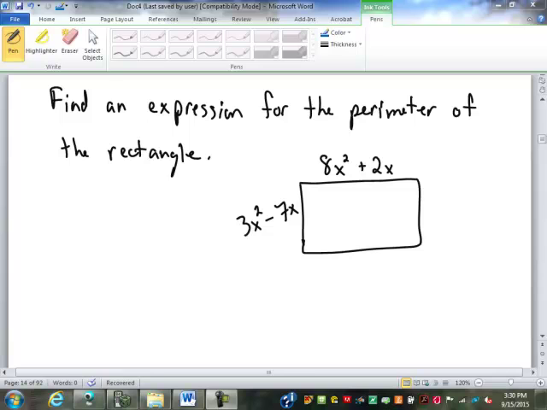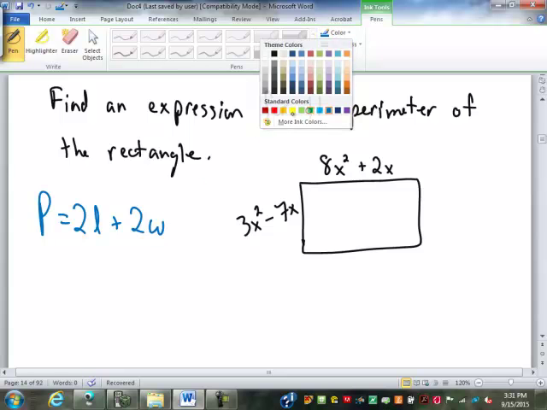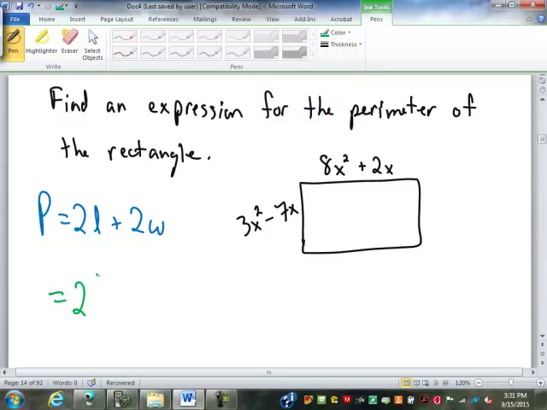How would we create an expression for the perimeter of this rectangle? Well, the formula is perfect. The formula is 2 times the length plus 2 times the width. What are we going to plug in for the length? Perfect. 8x squared plus 2x.